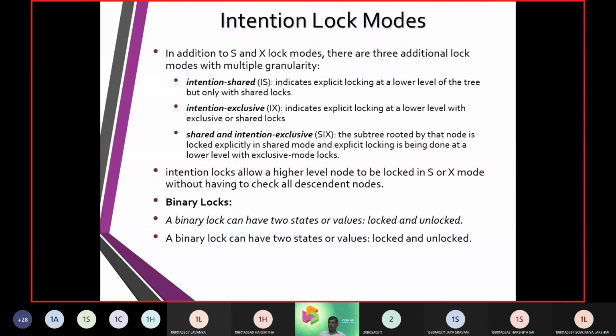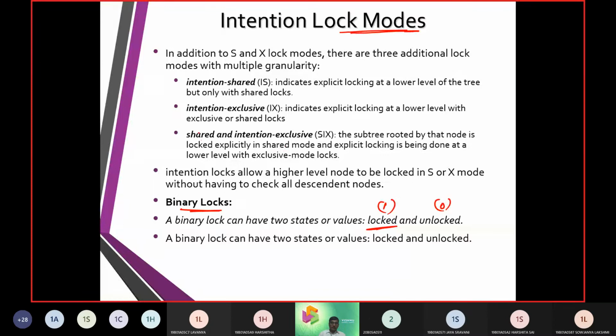So while doing this granularity, again, we apply the locking mechanism. In this locking mechanism, we have a binary lock, that is locked and unlocked. Locked is represented as 1, and unlocked is represented as 0. So we have these two states here, 1 and 0. It indicates whether the transaction has locked the shared database, yes or no.